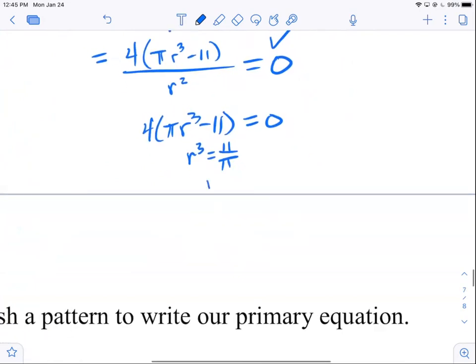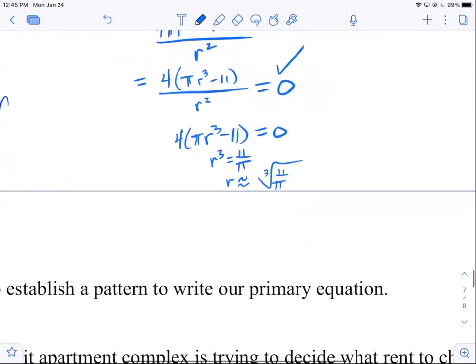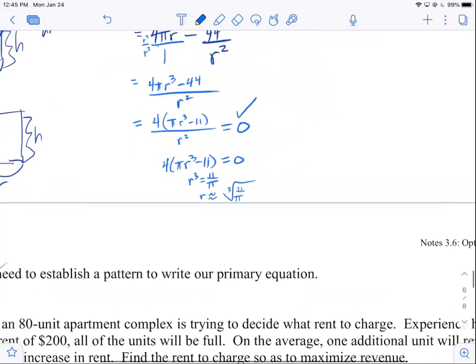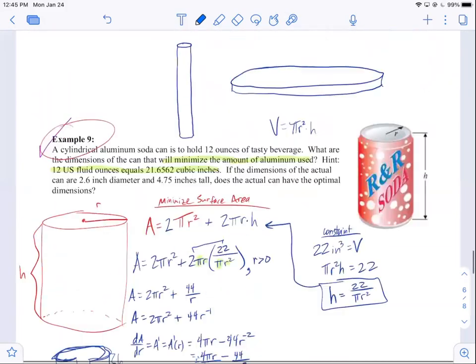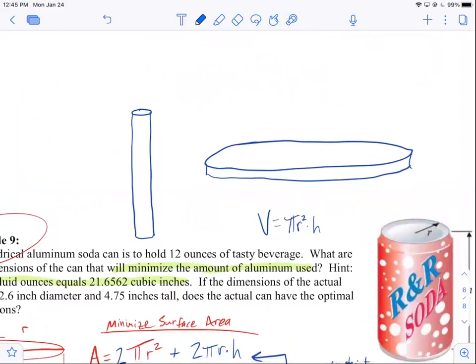And when you take the cube root of it, I'm going to say it's approximately the cube root of 11 over π. We don't take plus or minus when I take the cube root. Now, again, that's the only critical value in our relevant domain. That's going to be the answer, especially since we know the two extreme cases are approaching zero volume, right?